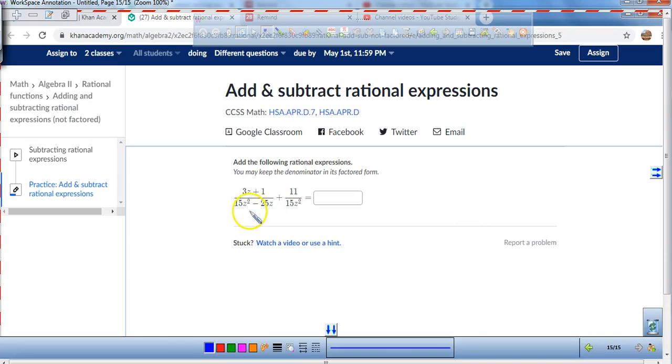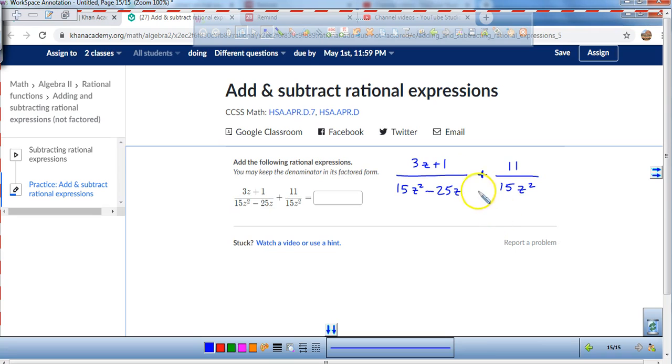All right, here's our denominators right here. Just going to write them nice and neat. Got a 3z plus 1 over... I don't like z's. Why do they use z's? I put a little slash in the middle just because I don't want you to think they're 2's. All right, plus, there we go. Got an 11 over 15z squared. All right, so here we go.